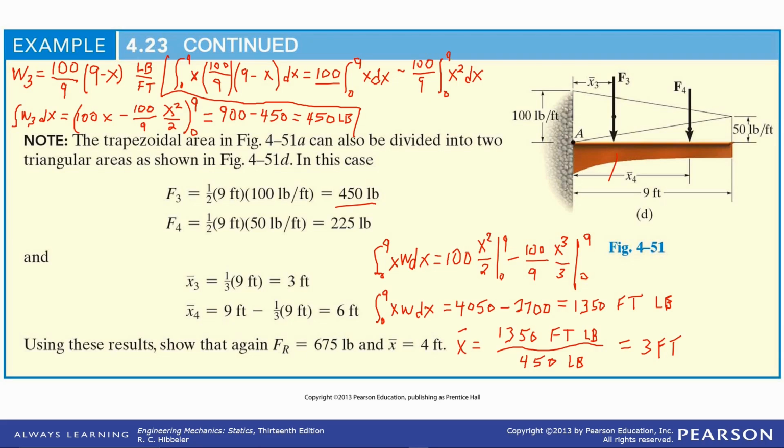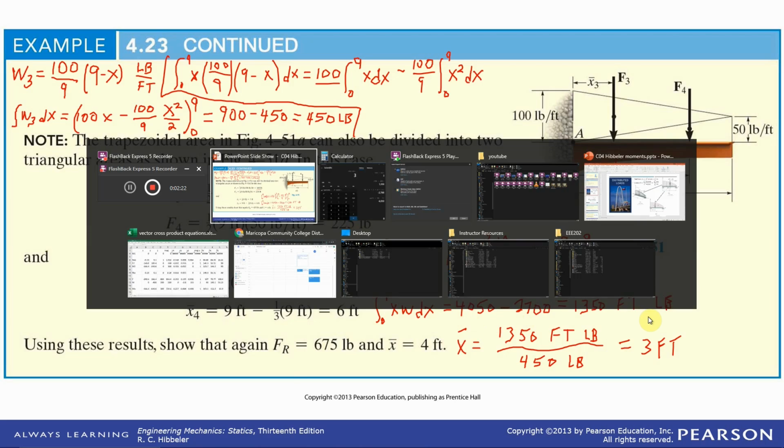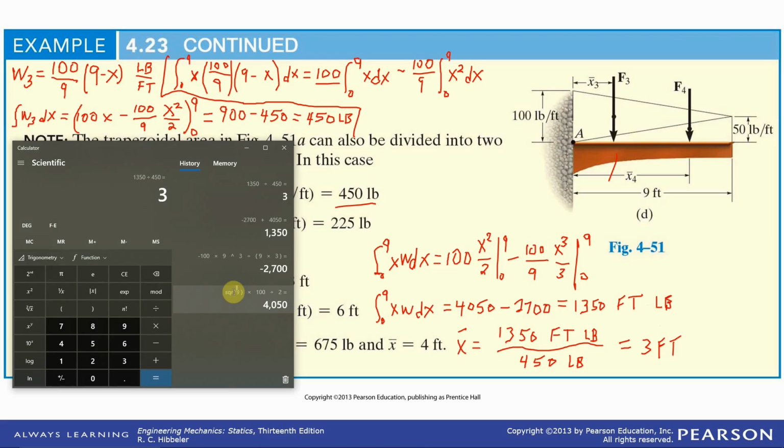Let's wrap this problem up. The integral of x w dx is 100 x squared over 2 with limits 0 to 9, minus 100 over 9 times x cubed over 3, limits 0 to 9. I went to my calculator for this. 9 squared times 100 divided by 2 yields 4050. The second term, 9 cubed times 100 divided by 9 times 3, yields negative 2700. The difference is 1350 out of the calculator. Then divide that 1350 by 450, and you get 3 feet.